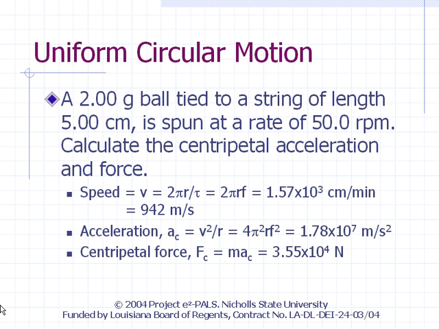The centripetal acceleration is v squared divided by the radius of the circular path, or 4 pi squared times the radius times the square of the frequency. This gives us an acceleration of 1.7 times 10 to the 7th meters per second squared. To calculate the centripetal force, we need to multiply the acceleration by the mass. Let's assume the ball has a mass of 2 grams. Plugging in the mass in kilograms and the acceleration in meters per second squared gives us a centripetal force of 3.55 times 10 to the 4th newtons.